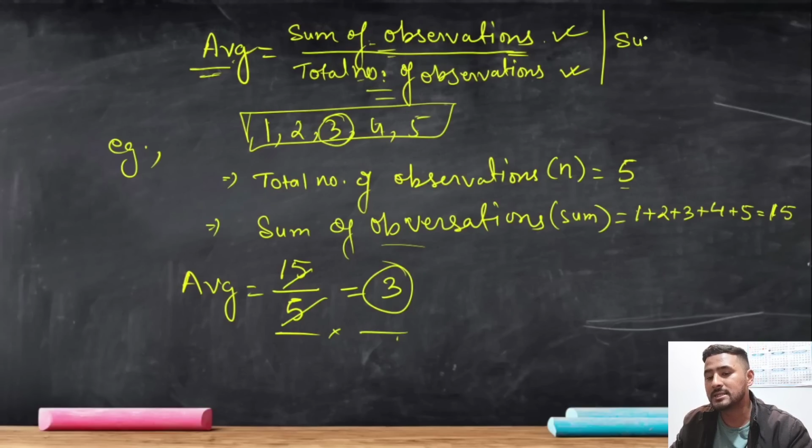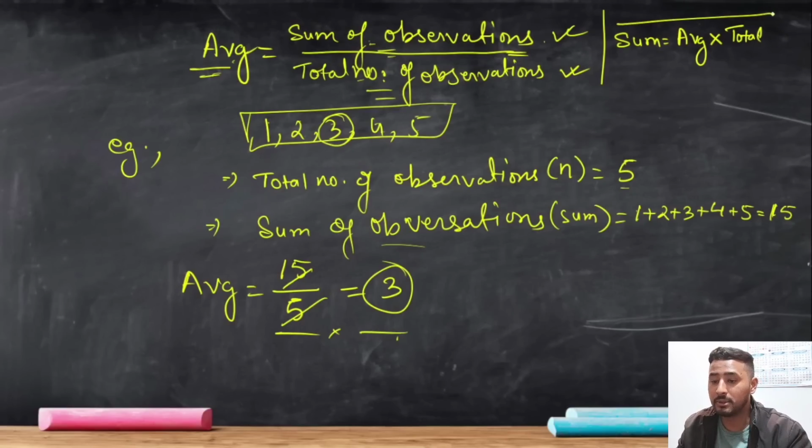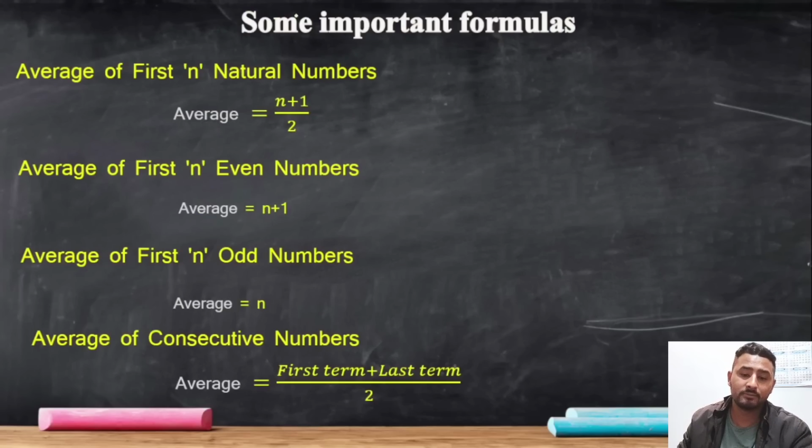If we have to find the sum of the given numbers, and the average and the total number of observations are given, how will we do it? Sum will be equal to average into total number of observations. I'll just write total, meaning total number of observations. You should remember this formula also. It's important. So let us see some important formulas.